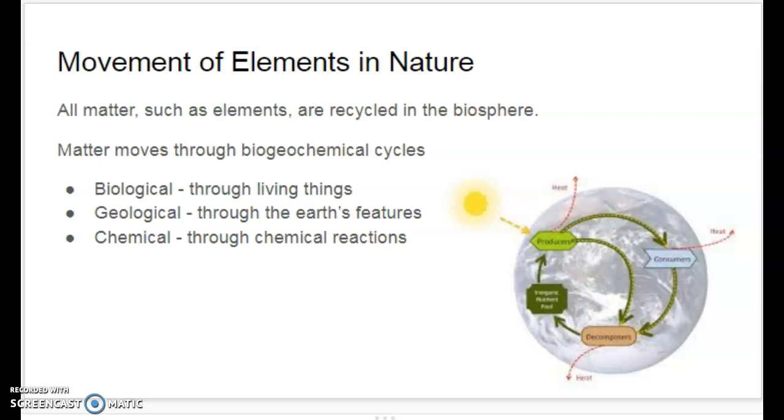They're called biogeochemical cycles because it's broken up into 3 different things. Bio, which means they move through living things. Geological, or geo, they move through the Earth's features, such as rocks and different landforms. And then you have chemical, and they move through chemical reactions, such as carbon will move through the atmosphere by being released as carbon dioxide that we breathe out.